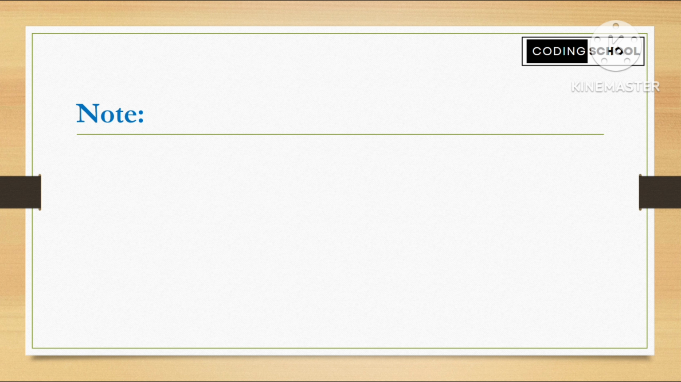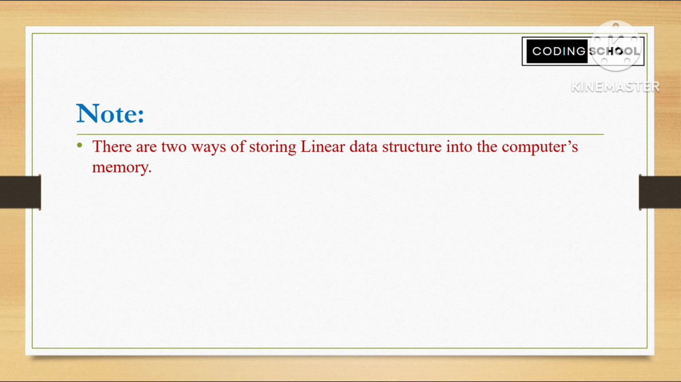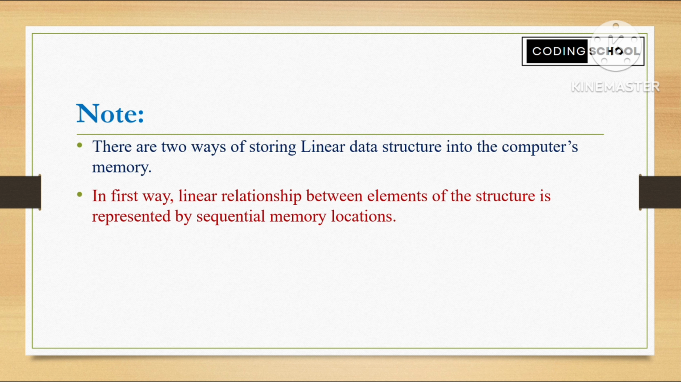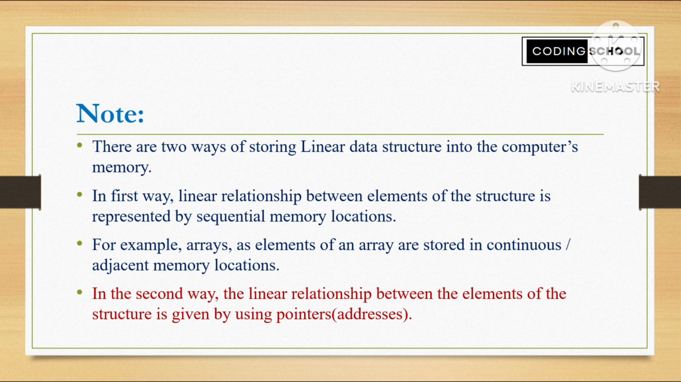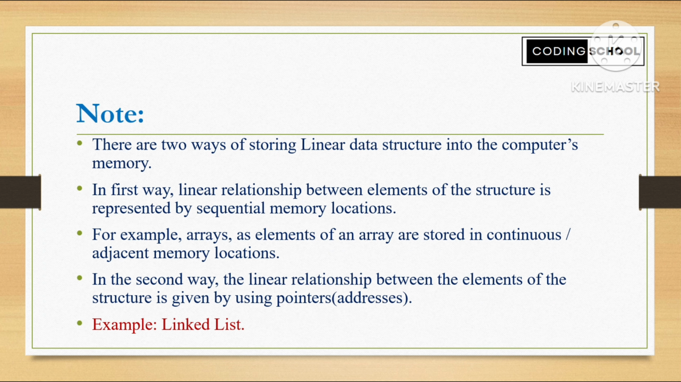Note the following points. There are two ways of storing linear data structure into computer's memory. In first way, linear relationship between elements of the structure is represented by sequential memory locations. For example, arrays, as elements of an array are stored in continuous or adjacent memory locations. In the second way, the linear relationship between the elements of the structure is given by using pointers, means addresses. Example is linked list.